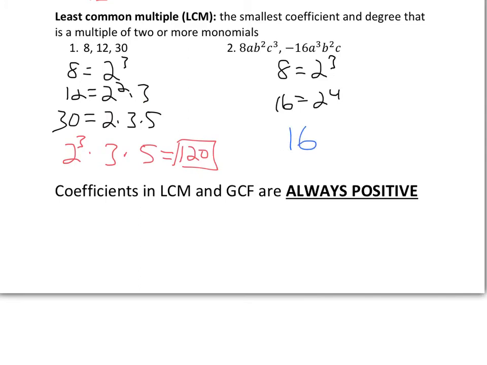So 16 is what we're going to use, 2 to the fourth, and we have the A, the B, and the C. Now, if there was a D in one of them but not the other, you would actually use the D for this one. It's any variable that appears, not just common ones, and pick the biggest exponent. So A to the third, B squared, C cubed. So the answer would be 16A cubed, B squared, C cubed.